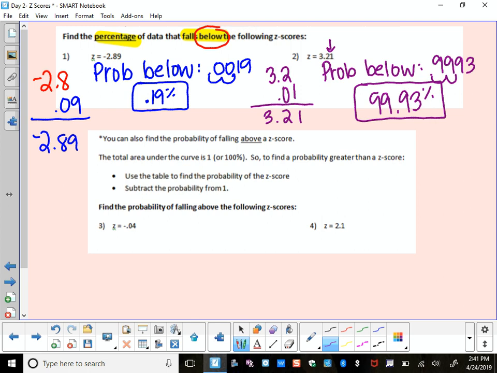All right, so you can also find the probability of falling above a Z-score. We just did below. Everything in your table is below. So if you want to know how to find above, you need to do 1 minus your probability below.